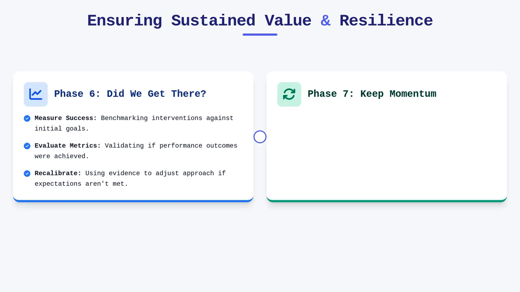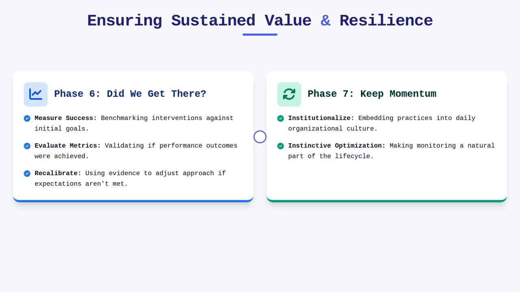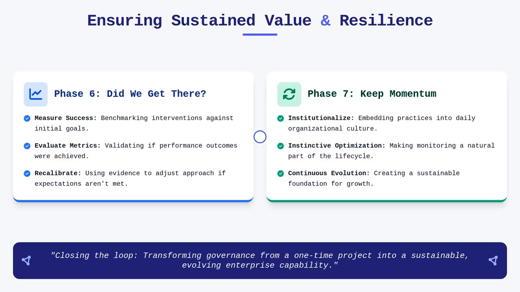Finally, Phase 7 asks how we keep the momentum going. Governance is never a finished product in a dynamic enterprise, so this final phase focuses on institutionalizing the improvements. It involves embedding governance practices into the day-to-day culture so that monitoring and optimizing become an instinctive part of the organization's lifecycle. By completing this cycle, the enterprise creates a sustainable foundation for continuous evolution, effectively closing the loop on the implementation program.